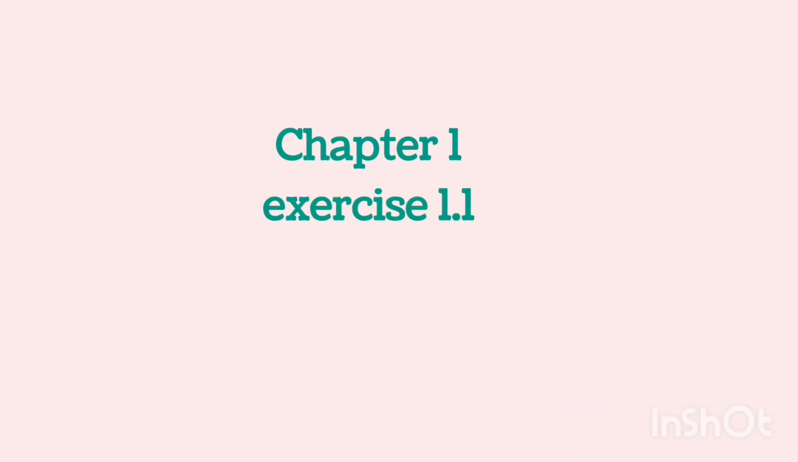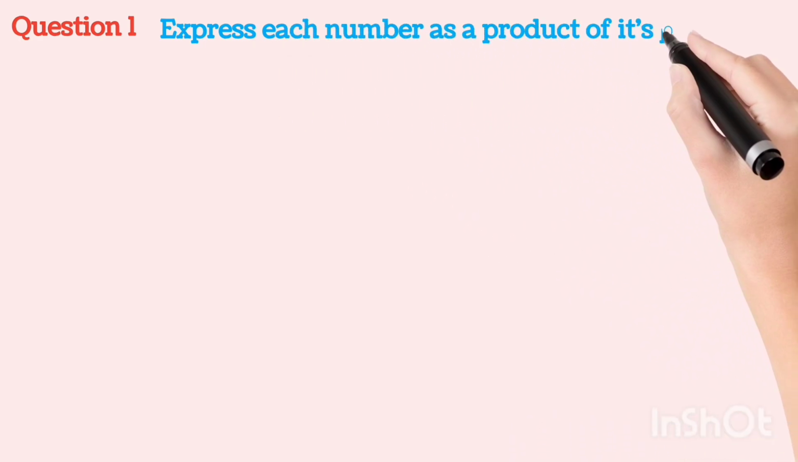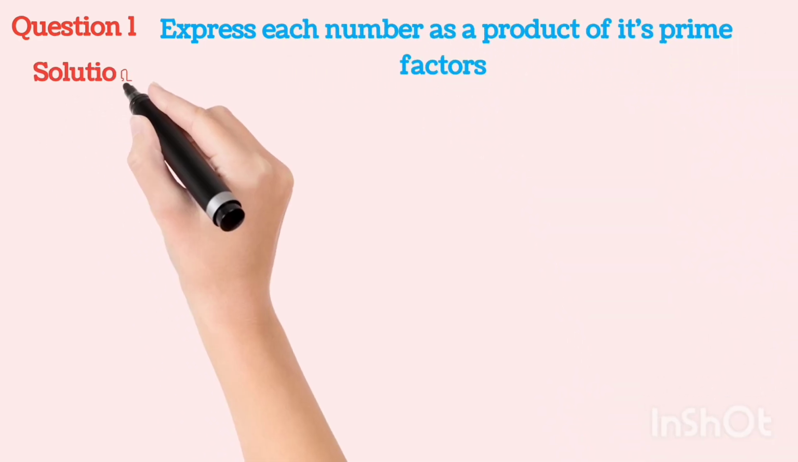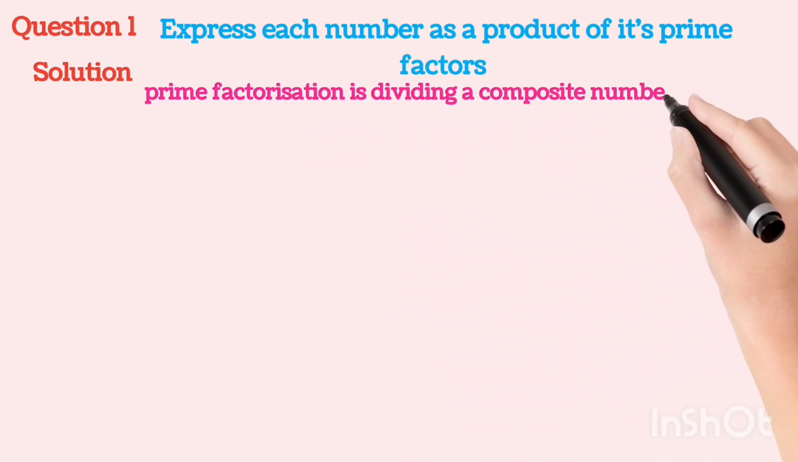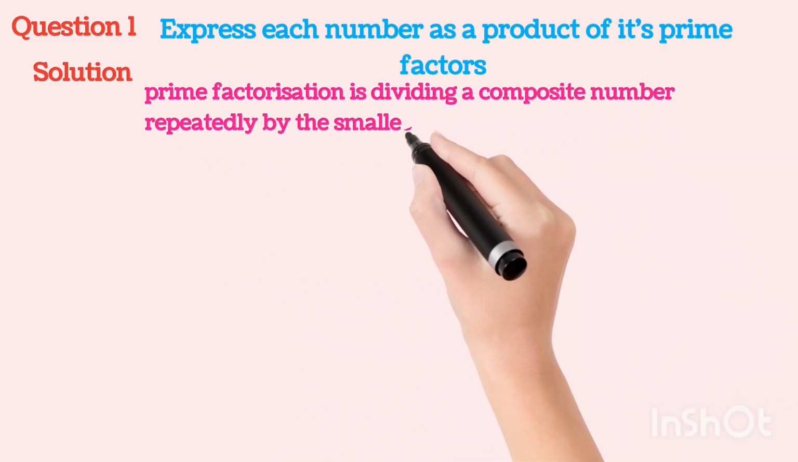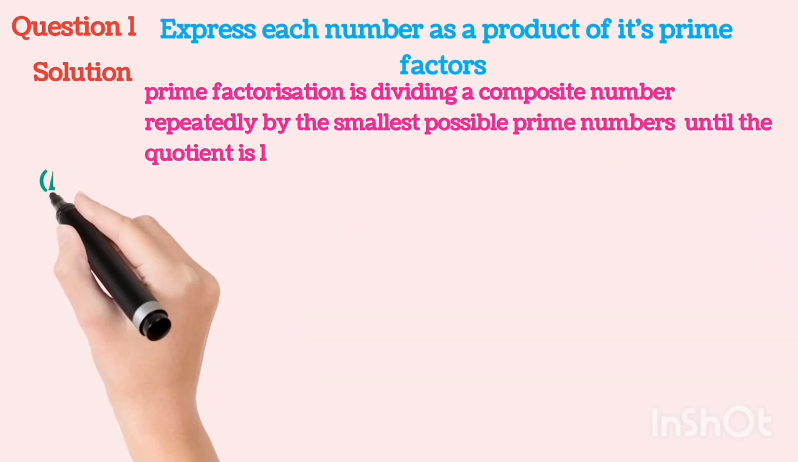Chapter 1, Exercise 1.1. Question 1. Express each number as a product of its prime factors. Solution. Prime factorization is dividing a composite number repeatedly by the smallest possible prime numbers until the quotient is 1.